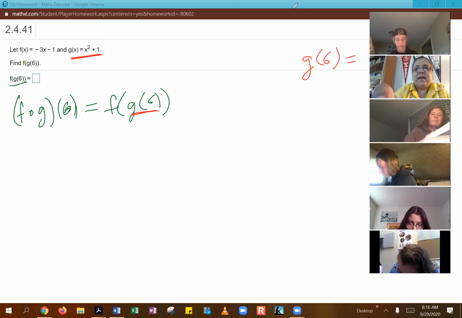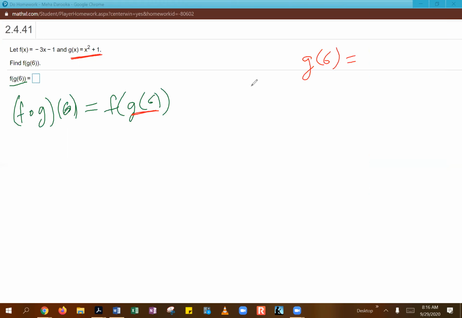Dalton, very nice. Yeah, because you're going to have x squared, which will of course end up becoming 6 squared plus 1. So that would be 36 plus 1, which of course ends up giving us 37.